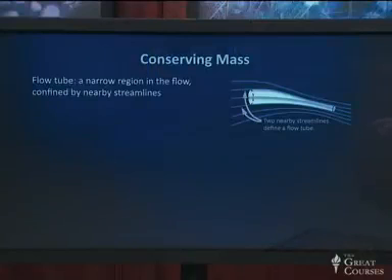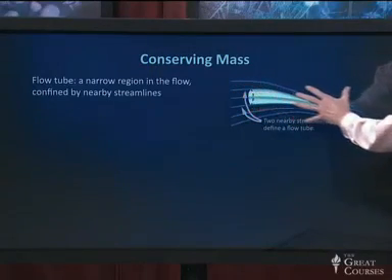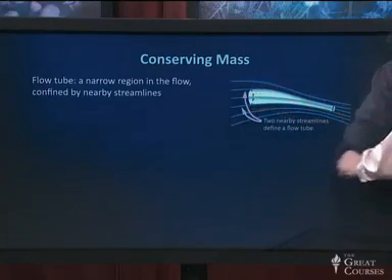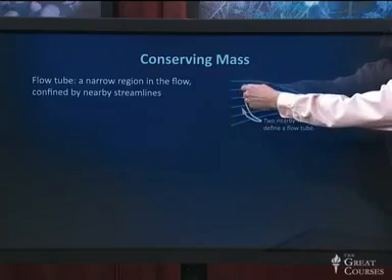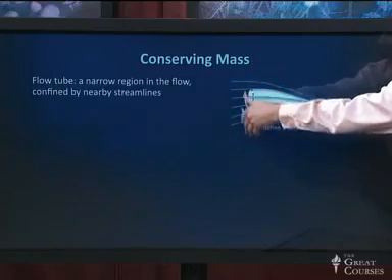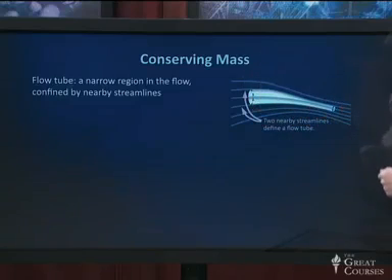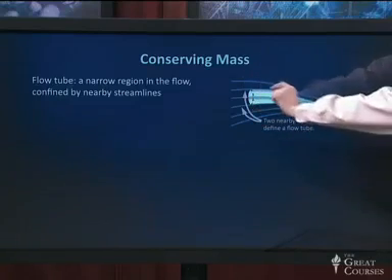Well, first of all, I want to define something called a stream tube or a flow tube. A flow tube is a narrow region in a flow. So here I have a picture of a flow with some streamlines. And the streamlines show, for example, that the fluid is flowing to the right and that it was flowing with lower velocity at the left than it is at the right because the streamlines have gotten closer together. And I want to focus on a very narrow tube bounded by adjacent or nearby streamlines.